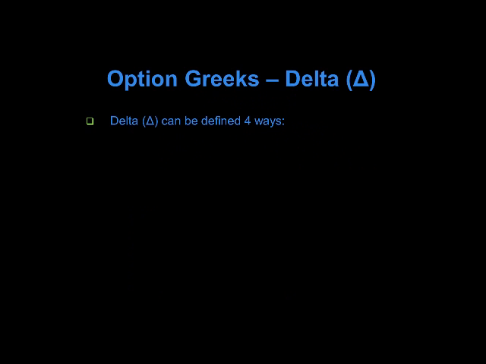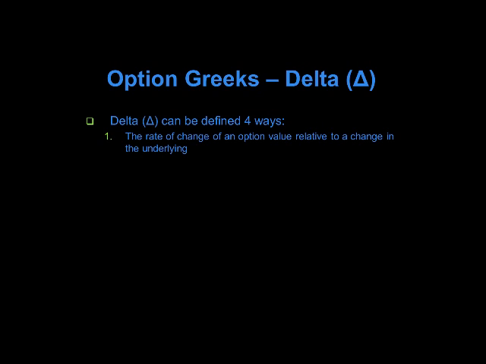Now, let's break down the Greeks, and let's take a look at them really quickly here. Delta is the first one, and it's probably the most important Greek that you can have, and it can be defined 4 ways. Probably the most important way is just the rate of change of an option value relative to a change in the underlying.